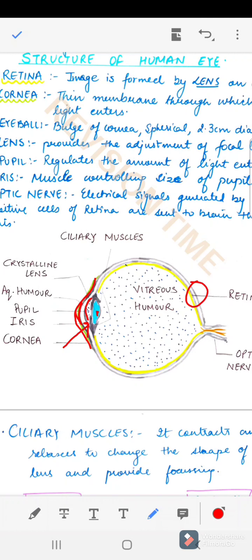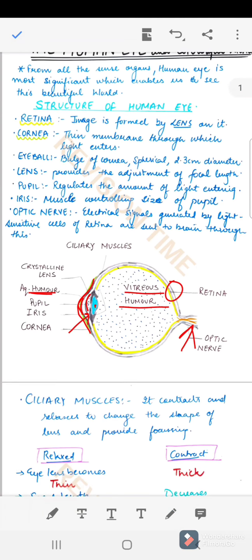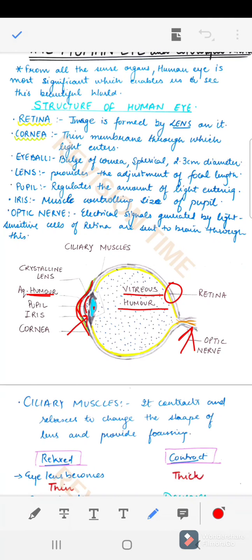So this part here is the retina. Retina is the screen of the eyes. The image is formed by the lens over the retina only. Here we have the optic nerve which sends the signals from the retina to the brain, and these signals are produced by the special light sensitive cells which are present in the retina. The eye is filled with the vitreous humor, which is a fluid, and also the aqueous humor. These both are fluids. The last part we have, these muscles over here, are known as the ciliary muscles.